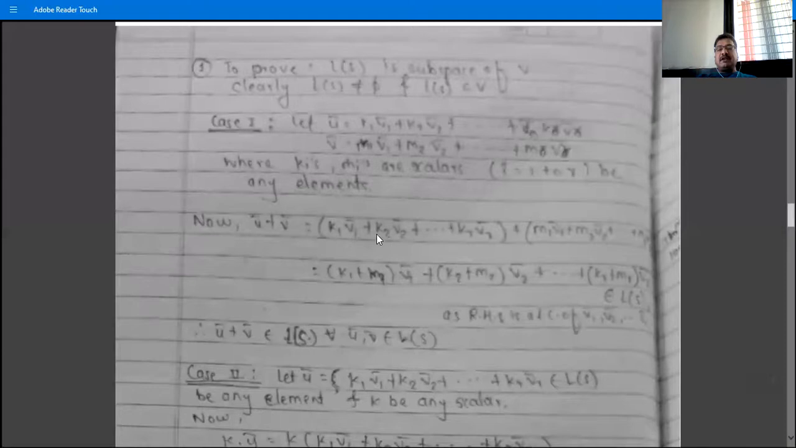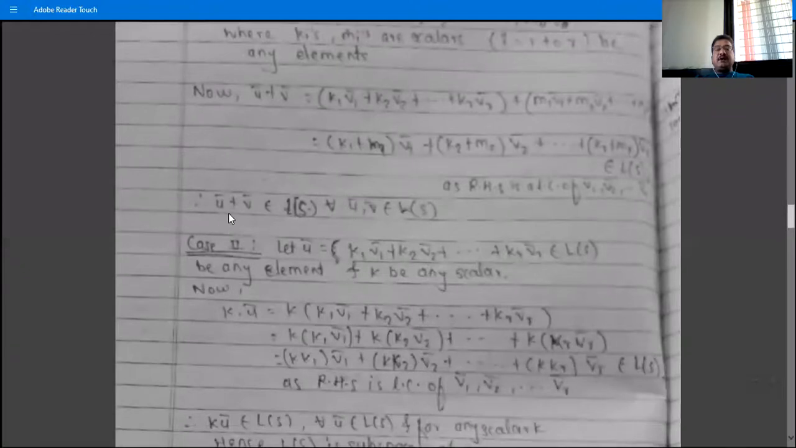U bar and V bar are elements of LS, each a linear combination of V1, V2, Vn. These scalars are not necessarily equal, so if you take K1, K2, Kn for U bar, then for V bar take M1, M2, Mn. Then U bar plus V bar is K1 V1 plus K2 V2 plus Kn Vn plus M1 V1 plus M2 V2 plus Mn Vn, and the addition is K1 plus M1 times V1, K2 plus M2 times V2, and so on, up to Kn plus Mn times Vn.